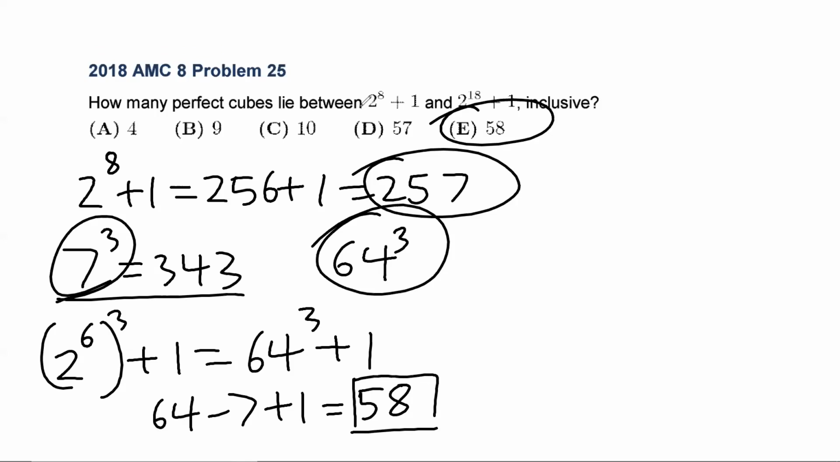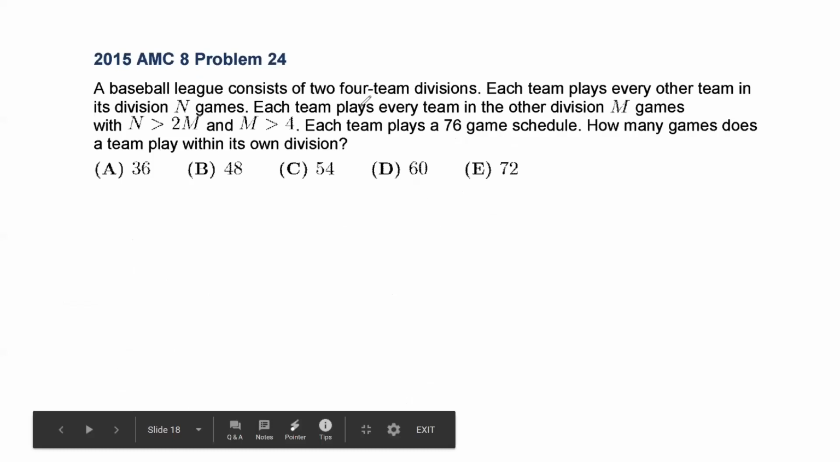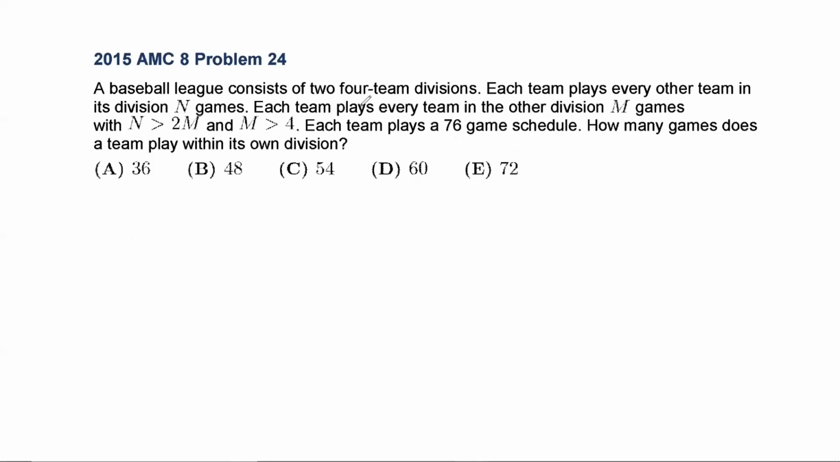Okay, so moving on to the next problem. A baseball league consists of 2 4-team divisions. Each team plays every other team in its division N games. Each team plays every team in the other division M games, with N greater than 2M and M greater than 4. Each team plays a 76-game schedule. How many games does a team play within its own division?